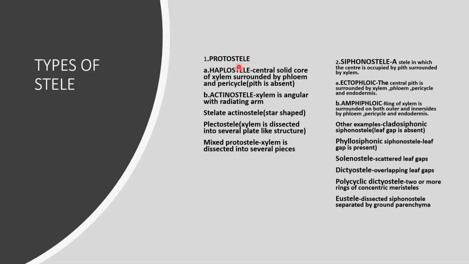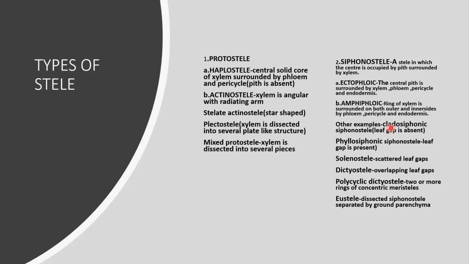Now, this is a written explanation of different kinds of stele. This is haplostele, we have already discussed. Actinostele, when it becomes star shaped. Stellate actinostele, again star shaped. When it is present in the form of patches, then it is plectostele. When it is dissected into several pieces, mixed protostele. And if pith is present in the center, siphonostele. If pith is surrounded once by phloem, this is ectophloic. If both outer and inner sides are surrounded by phloem, amphiphloic.